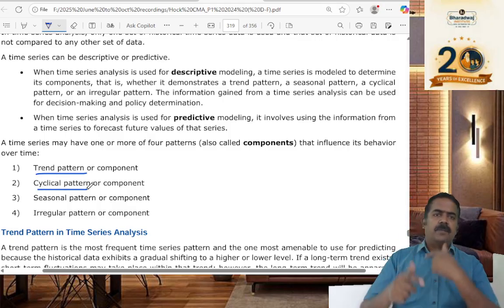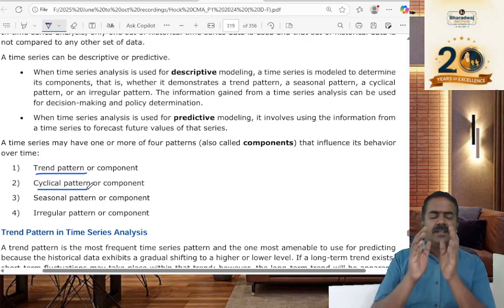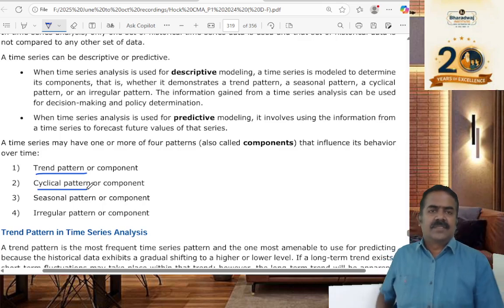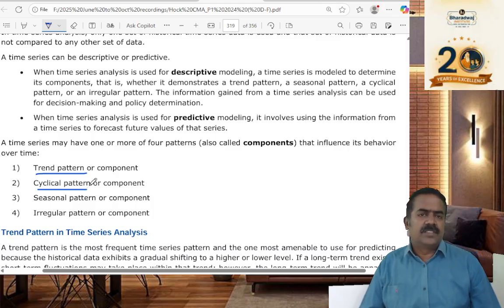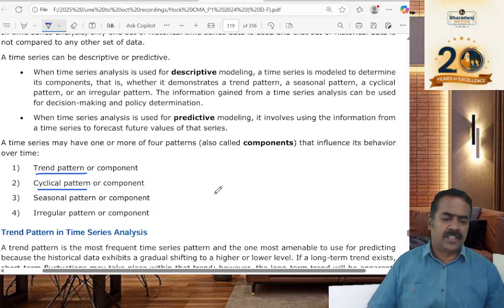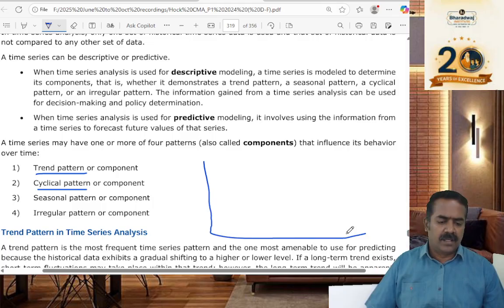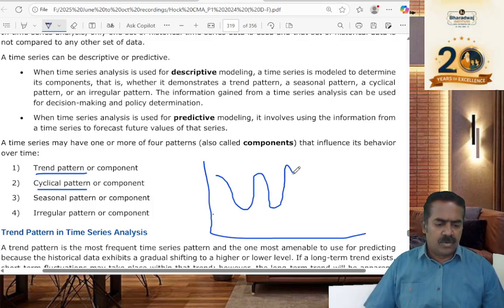It will keep on repeating. Let us take sales in supermarkets. At month beginning, the sales will be more. Then it will drop. Then again, sales will be more in the next month. Again it will drop. It will go up. It will drop. It will go up. It will drop like that.